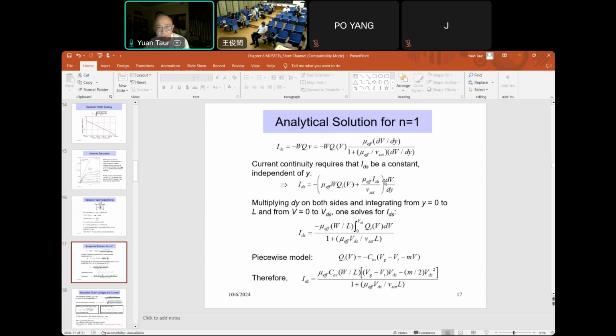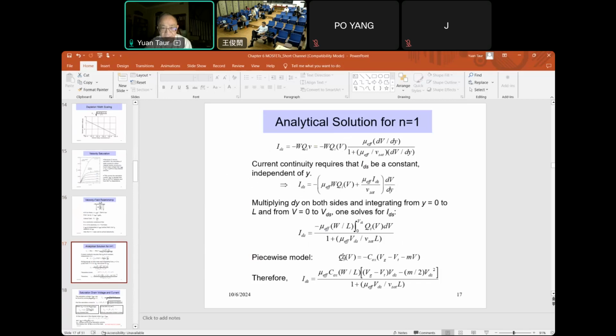And then after integration, you move the IDS term back to the left, to solve for IDS. So you end up with this equation. Okay, so for the n equal to 1 velocity saturation model, the current is given by that. The numerator is the long channel case, without velocity saturation. We derived this. So for velocity saturation, we add this in the denominator. And you can see that if V_set is infinity, that's just 1. So you're back to the long channel case.